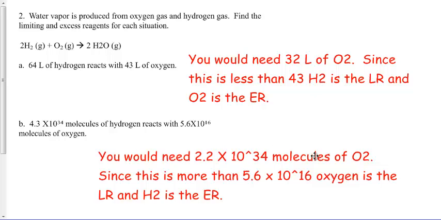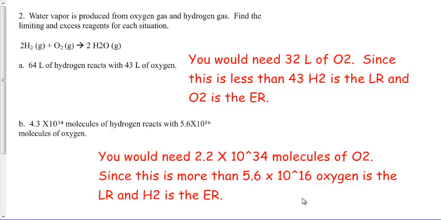And then finally in 2B, you would need 2.2 times 10 to the 34th molecules of oxygen. Since this is more than 5.6 times 10 to the 16th, oxygen is the limiting reagent and hydrogen is the excess reagent. In evaluating this, notice I didn't compare the 2.2 to the 5.6. It's that times 10 to the power, because that's what's going to make this one a lot bigger than this one down here.